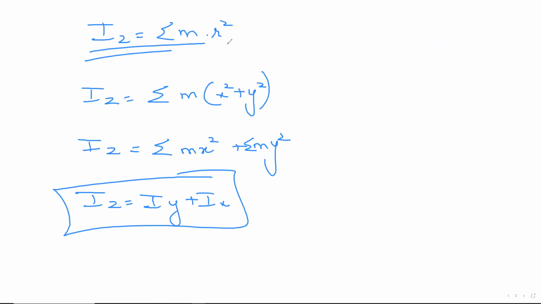Done. Now we'll expand the third equation. mr square. Instead of writing r square, I'll be able to write x square plus y square. Multiply m throughout the bracket. You get this. These two answers I already know. Get this answer. Simple. It's just like perpendicular axis, there'll be something called as parallel axis theorem.